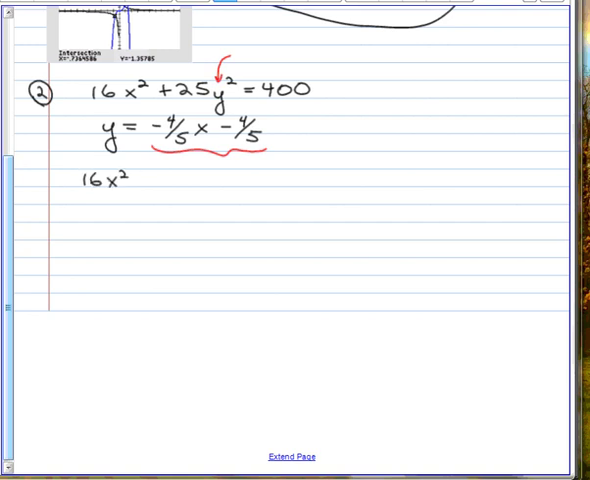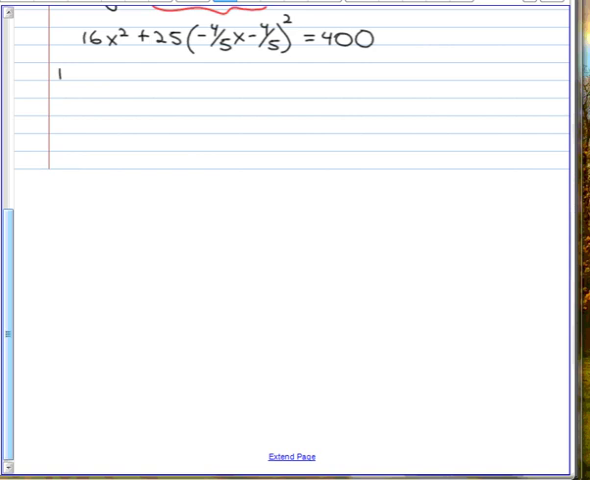So 16x squared plus 25 times negative 4/5 x minus 4/5 squared equals 400. So we are going to have to square that lovely binomial. 16x squared plus 25 times, now squaring this binomial, I would square the first thing, which would be 16/25 x squared. And I would multiply it together times 2. 16/25 times 2 is 32/25 x. Then square the last thing, plus 16/25.